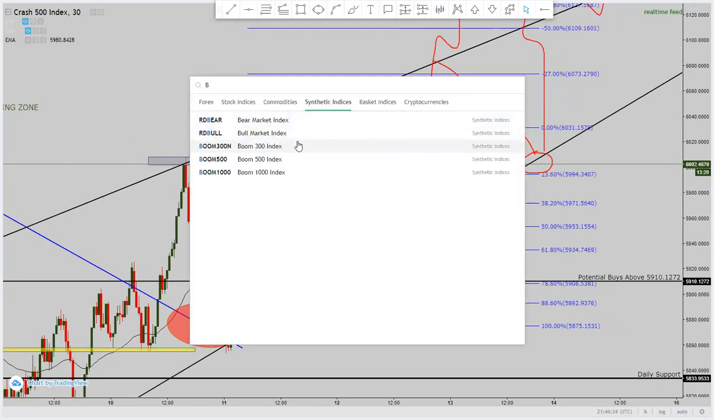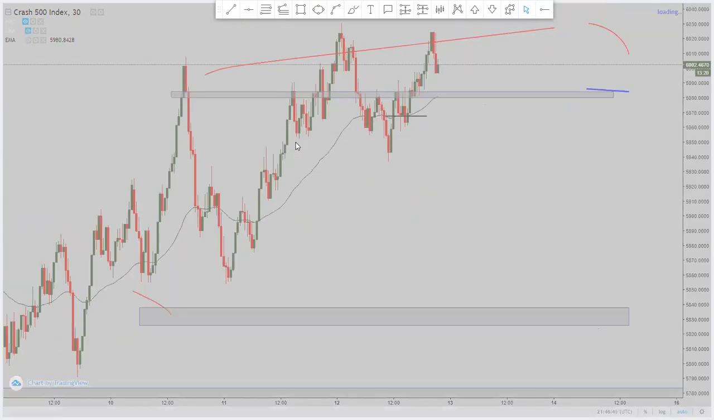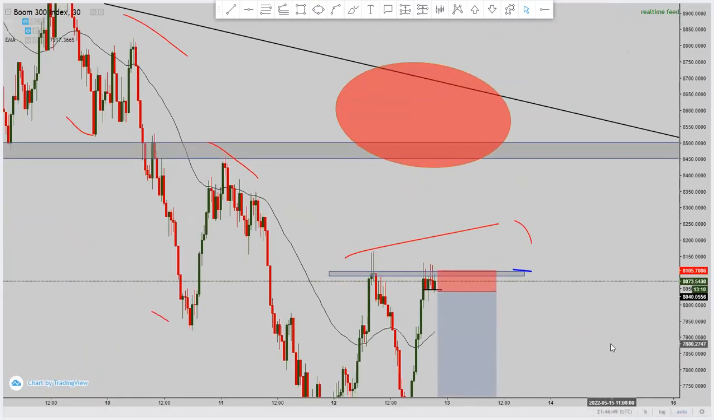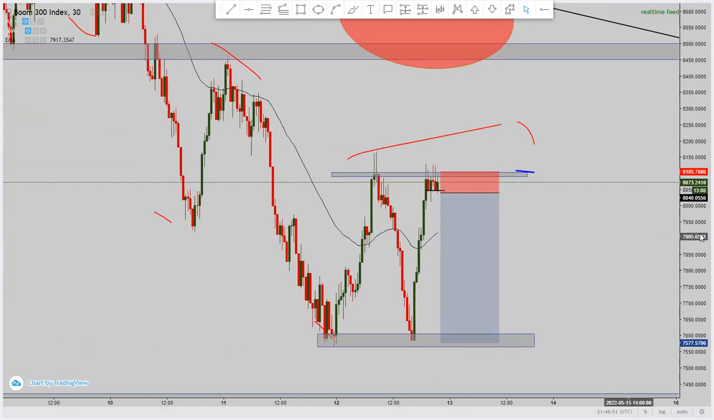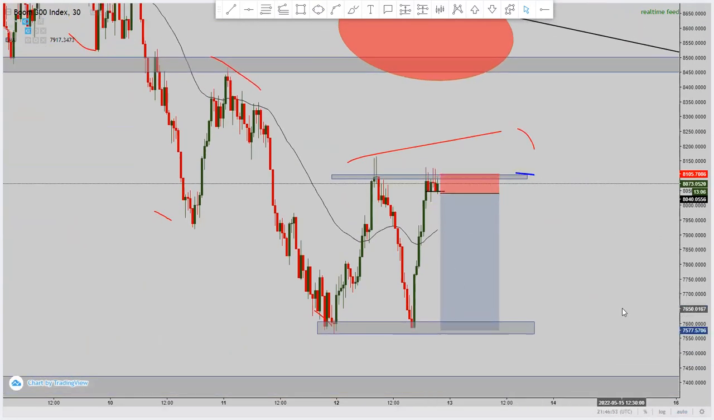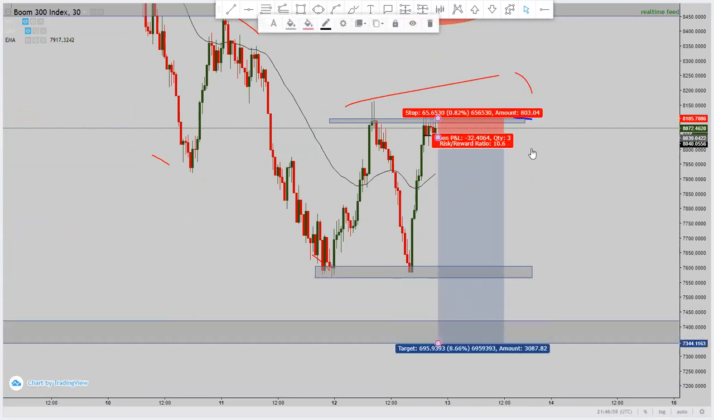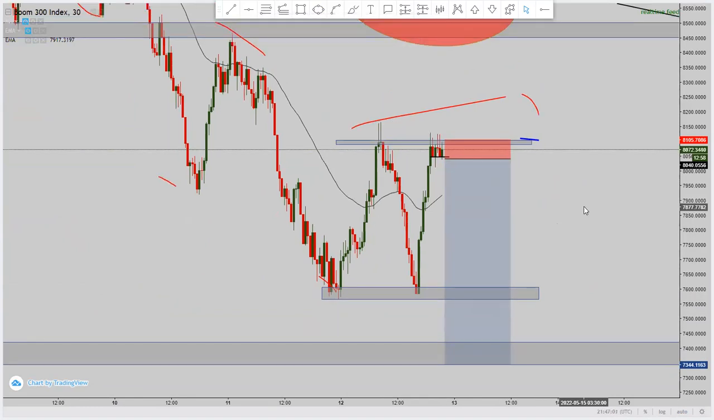Then we also spoke of Boom 300. Boom 300, we spoke of it being in a major downtrend. Being in a major downtrend, you need to be focusing on selling opportunities, of which I marked the level of support that once price breaks that one, we take our sales all the way down, down, down, down. You can even take it all the way to that bottom area there. That is for Boom 300.